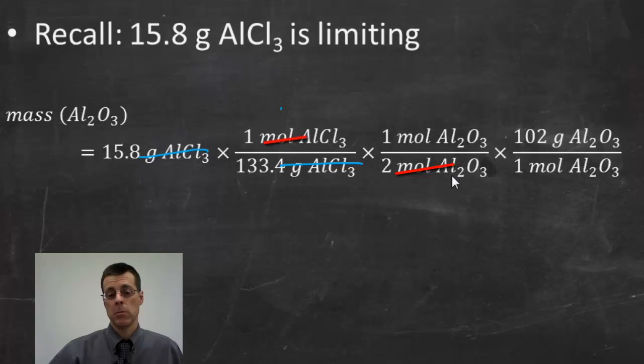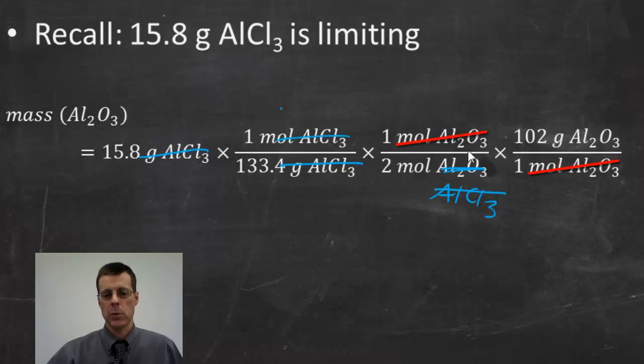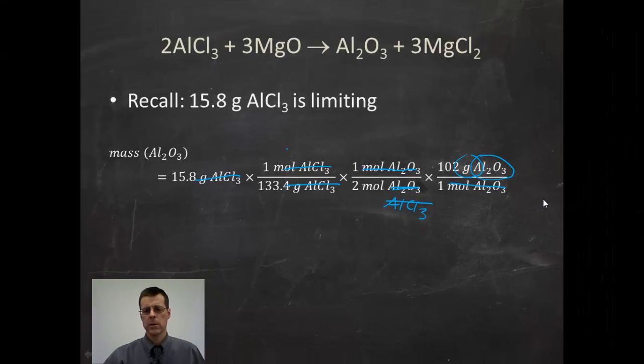Second step, moles of known to moles of unknown. And I just spotted a mistake. AlCl3. So moles of aluminum chloride cancel with moles of aluminum chloride. And then lastly, convert moles of aluminum oxide to mass of aluminum oxide. So these moles cancel with those moles, leaving me with grams of aluminum oxide. So when I solve that out, I have 6.04 grams. And within rounding rules, you could have a slightly different number, and we're still okay.